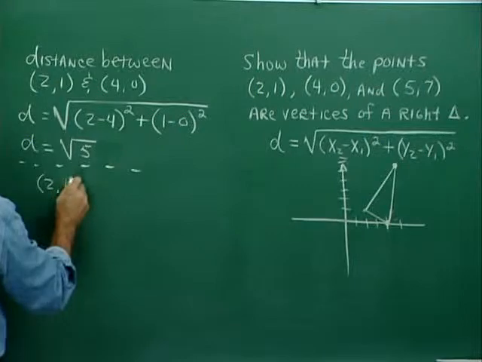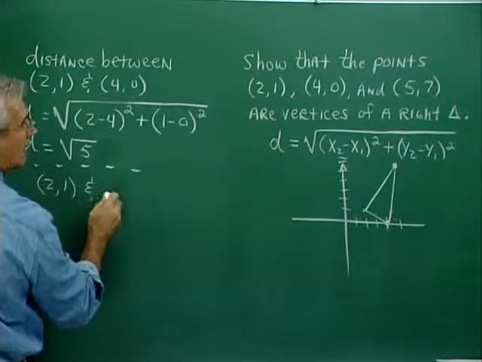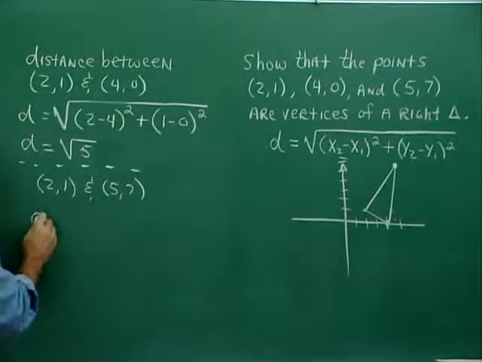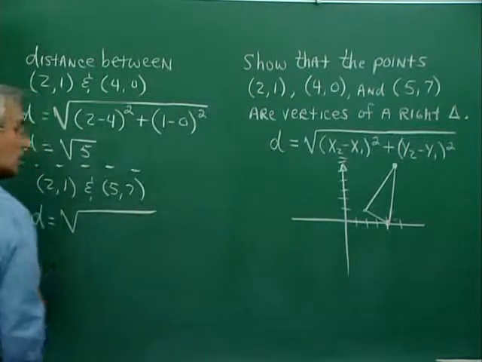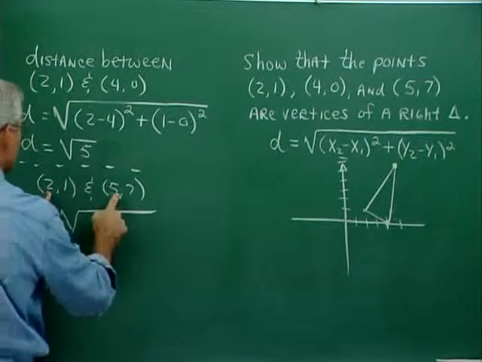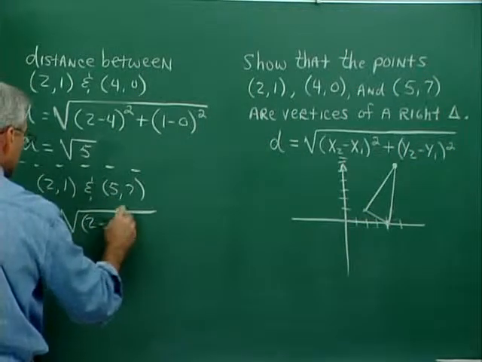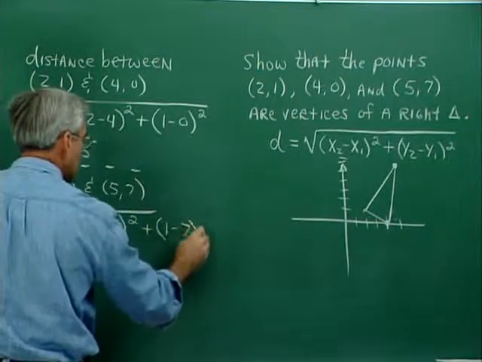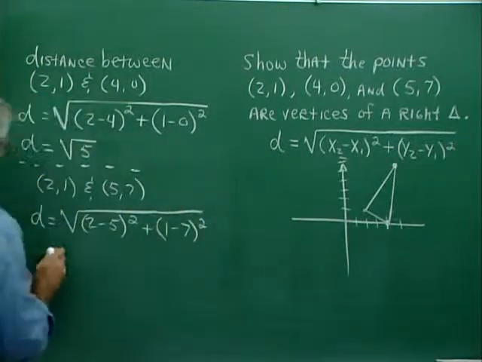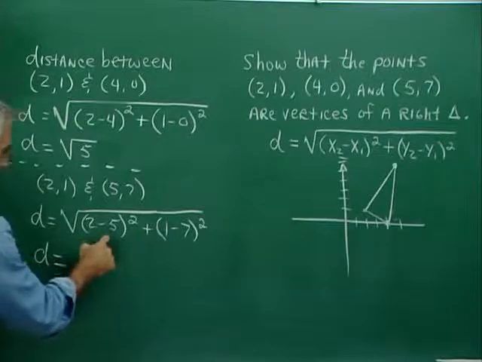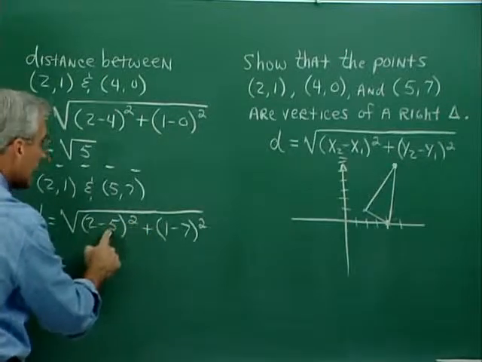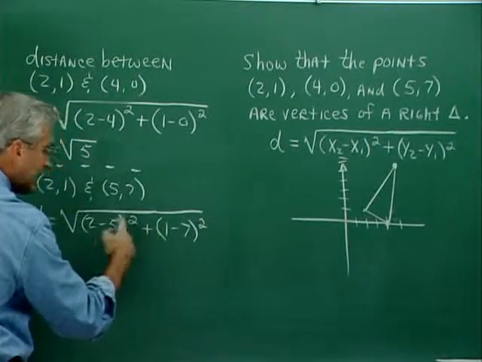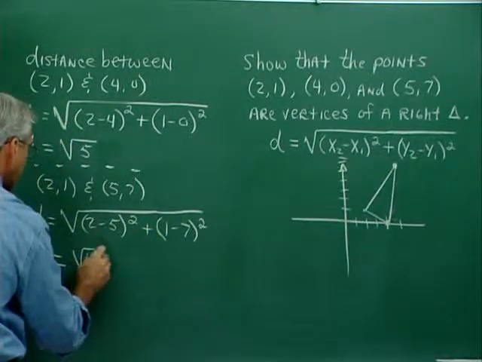let's say 2, 1 and that other point 5, 7, I go, distance is square root of difference in x components. I've got 2 minus 5 squared plus difference in y's, that's 1 minus 7 squared. And then that distance is, this is negative 3 squared, that's 9. Negative 6 squared, that's 36. 36 and 9, that's 45. So the square root of 45.